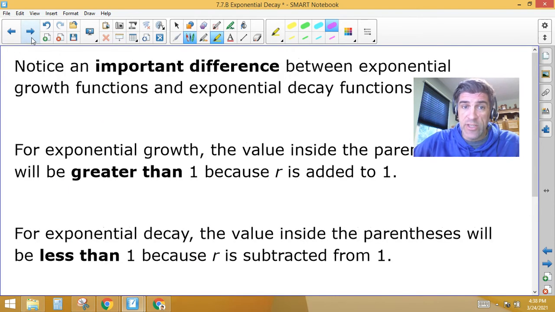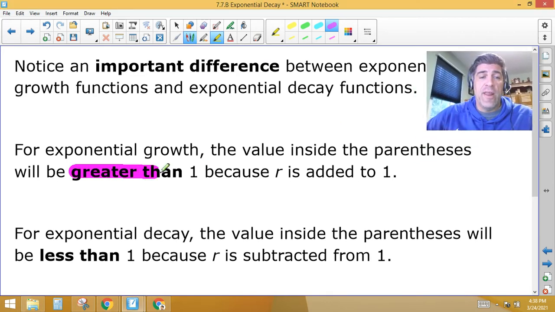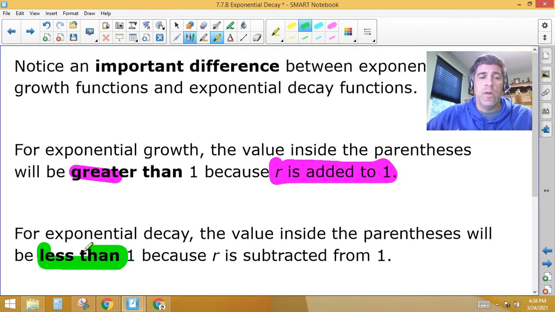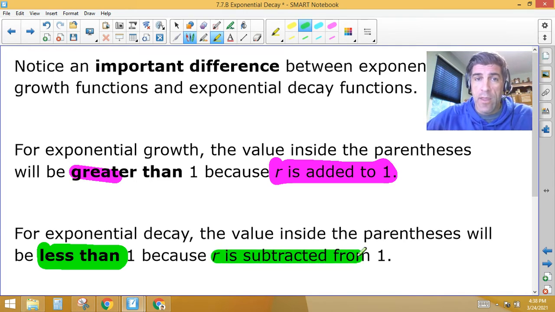All right, we'll do a couple examples after I talk about this slide. The important difference is kind of what I just said. For growth, it's going to be greater than 1 because r is added. For decay, it's going to be less than 1 because r is subtracted from 1. Okay? Decay, you're subtracting away r, it's getting smaller. Growth, you're adding, it's getting larger.